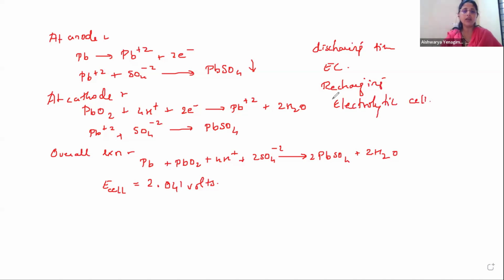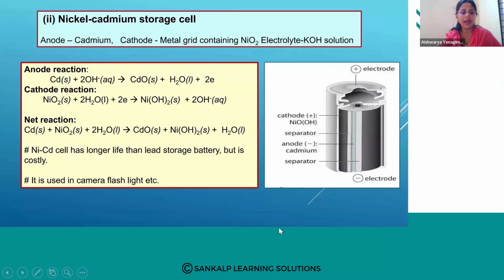Another secondary battery we are talking about is the nickel cadmium storage battery, the nickel cadmium storage cell. So what is my anode? Anode is cadmium. What is cathode? Metal grid containing NiO2. That is my cathode. You can see here, this is the picture. So anode is cadmium, cathode is metal grid containing NiO2. It gets converted like this during the reaction. We'll see that. And what is the electrolyte being taken?